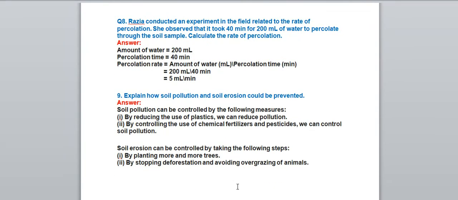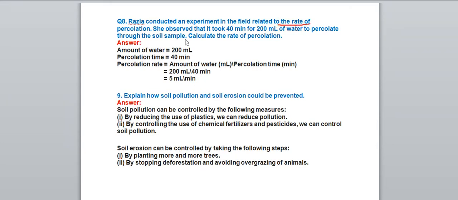Now question number 8. This is a numerical. This you have to understand a little bit so that you can do it. It's very easy, but you have to remember the formula for that. Now, first we'll read the question. Razia conducted an experiment in the field related to the rate of percolation. One girl is there, Razia. She has performed one experiment, and the experiment was related to the rate of percolation.